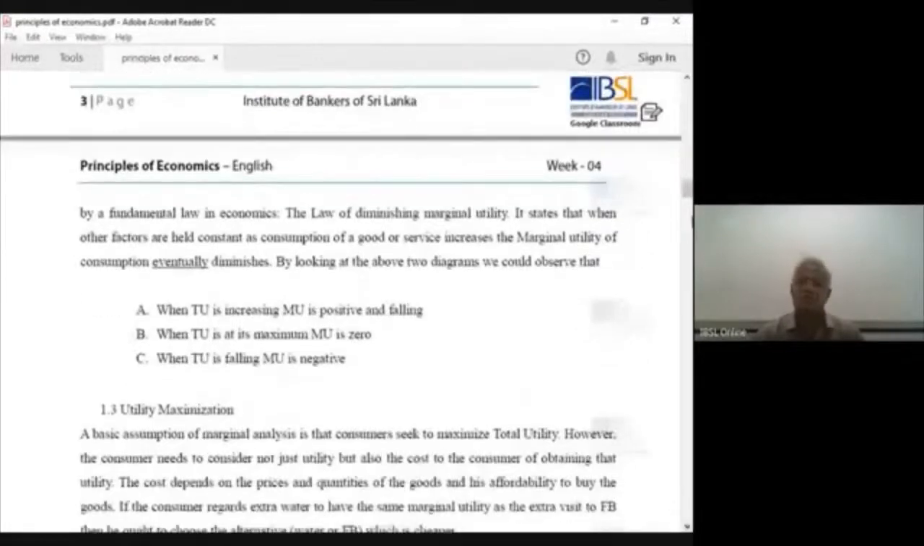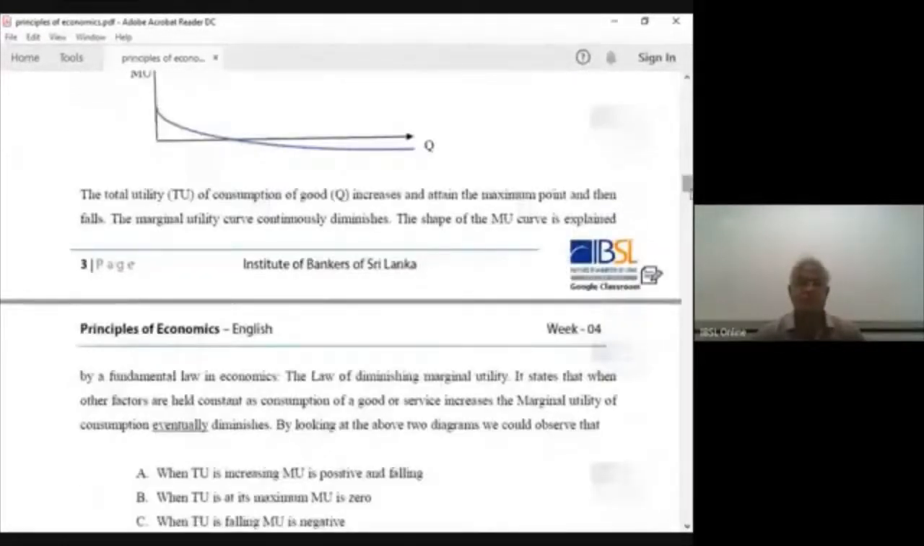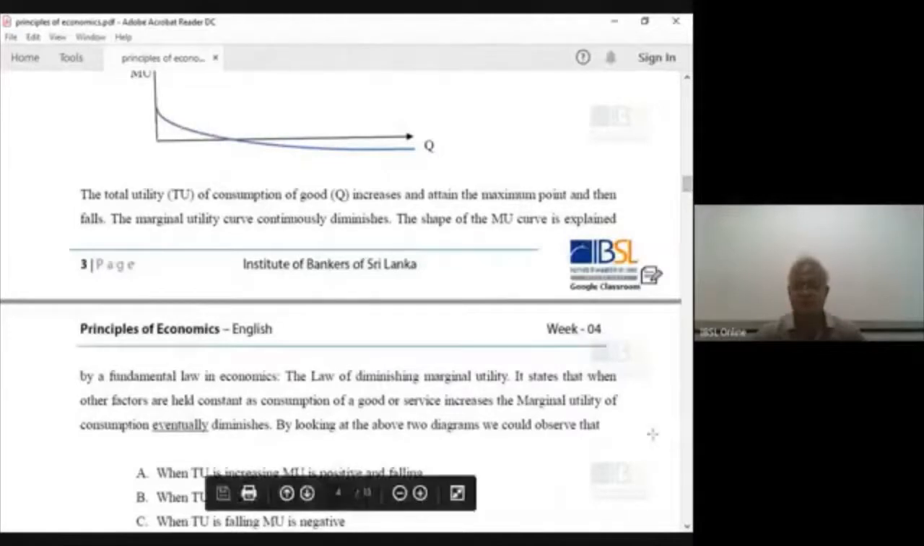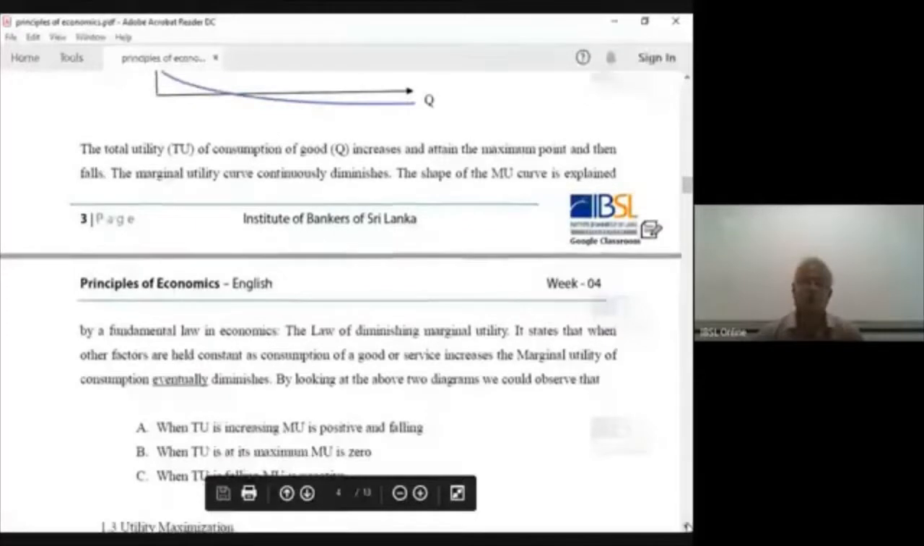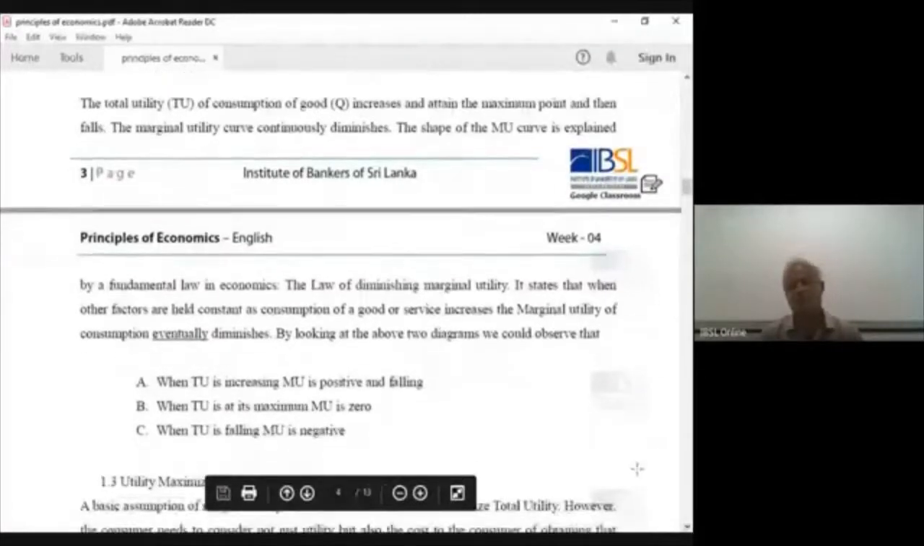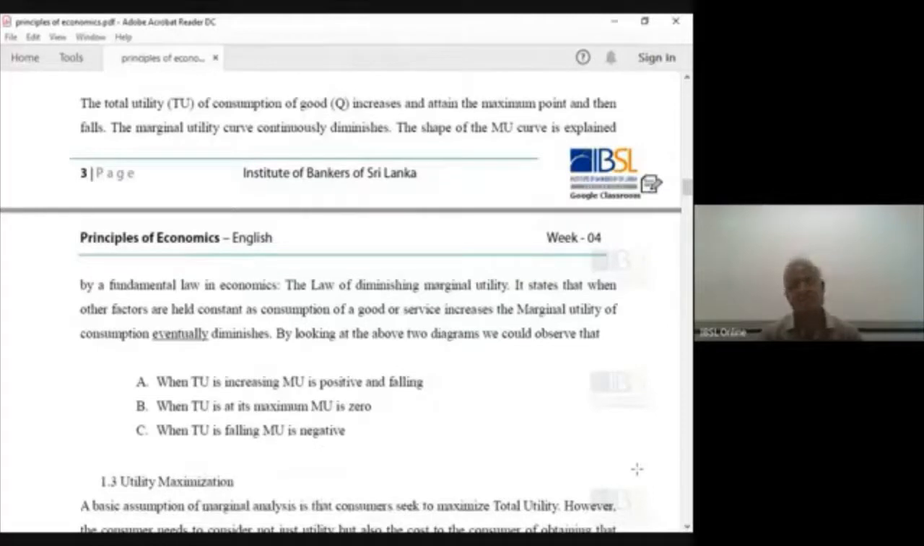The shape of the MU curve is explained by a fundamental law in economics, a basic and very important law. The law of diminishing marginal utility. It states that when other factors are held constant, as consumption of a good or service increases, underline that, marginal utility of consumption eventually diminishes. Obviously diminishes, but it might increase.